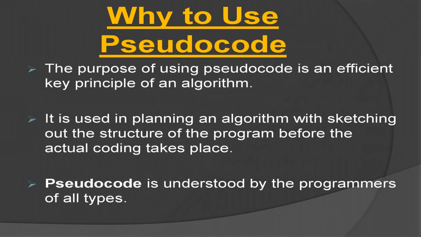Now we will talk about why to use pseudocode. The purpose of using pseudocode is an efficient key principle of an algorithm. It is used in planning an algorithm by sketching out the structure of the program before the actual coding takes place. Pseudocode is understood by programmers of all types.